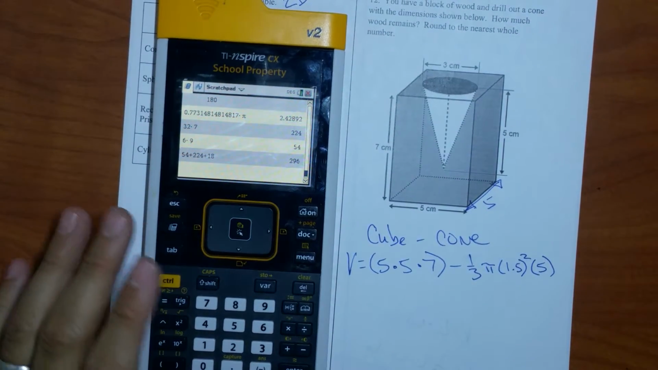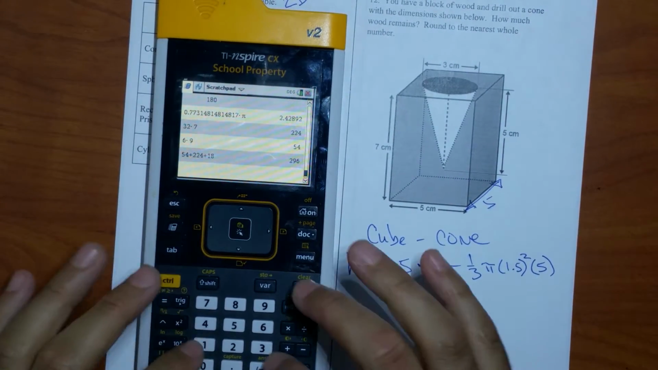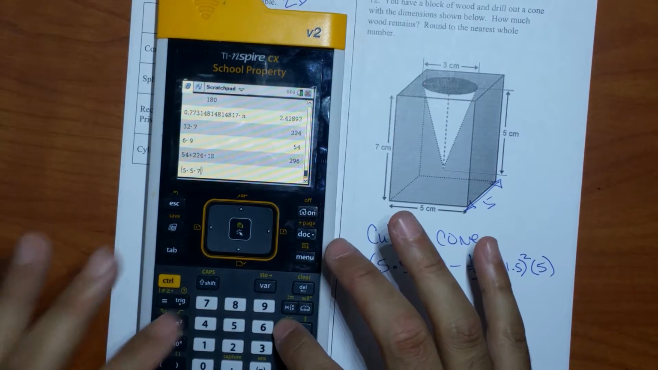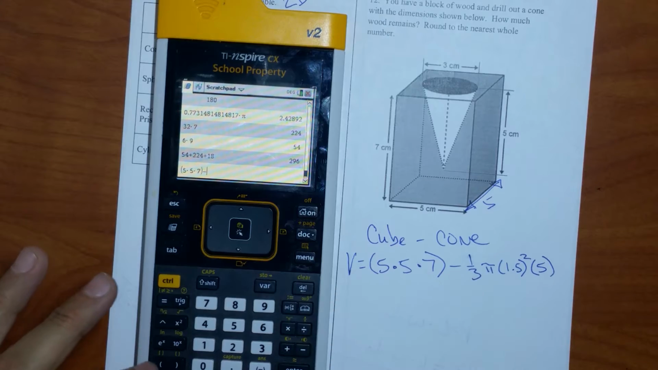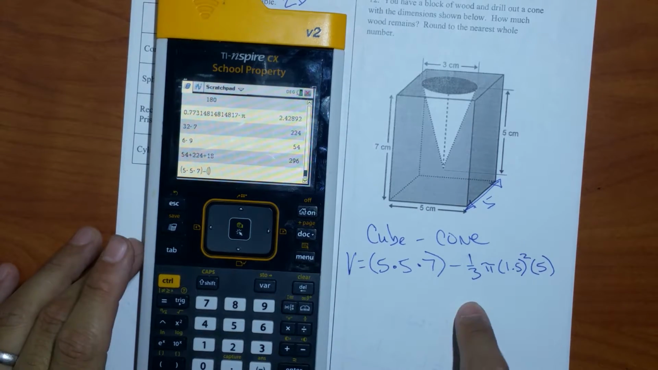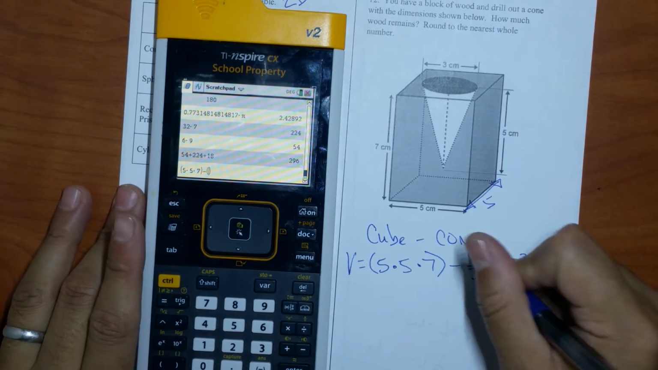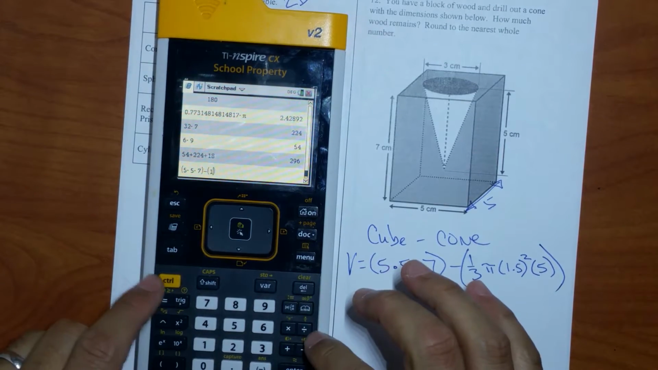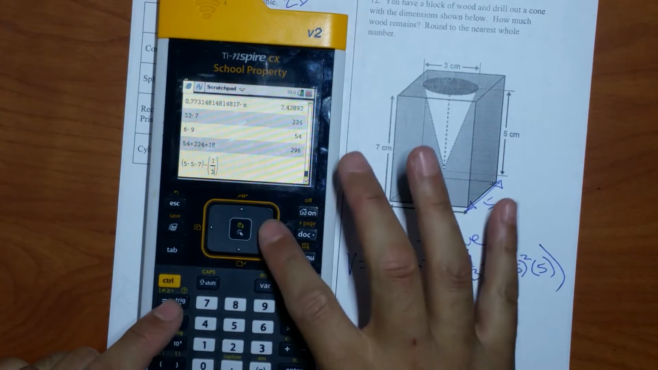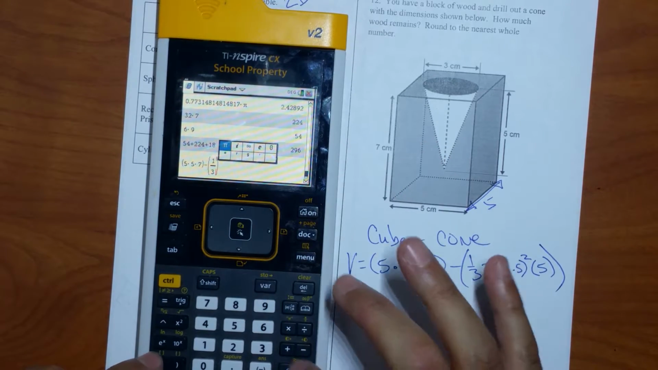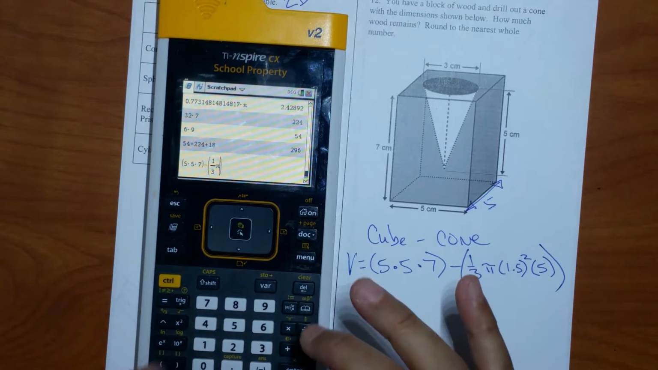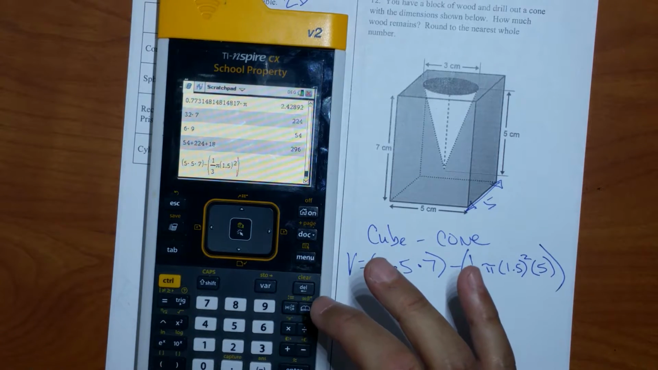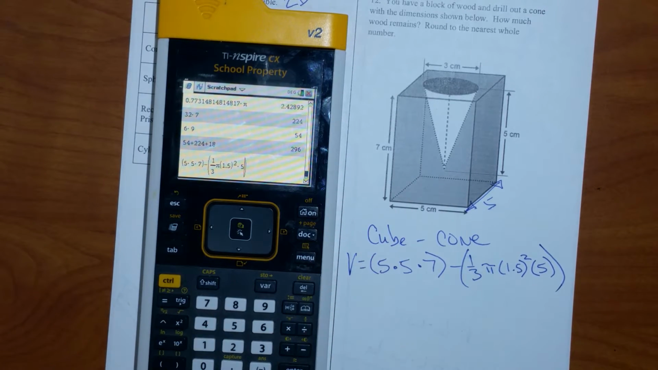All right, let's see what we got. Can you guys see that? Okay, so it's going to be 5 times 7 minus, with parentheses around all this, just to make sure I put it in the right spot. So 1/3 pi and 1.5 closed, squared, times 5.